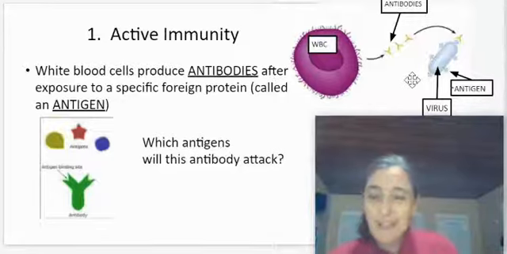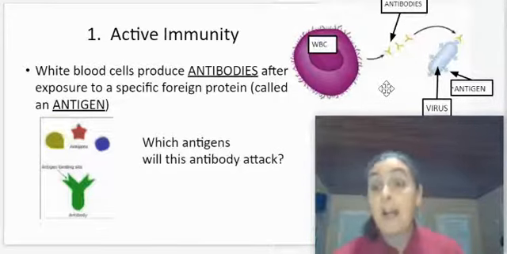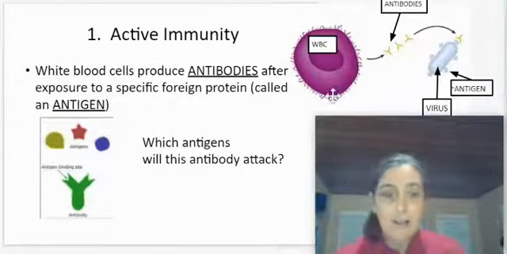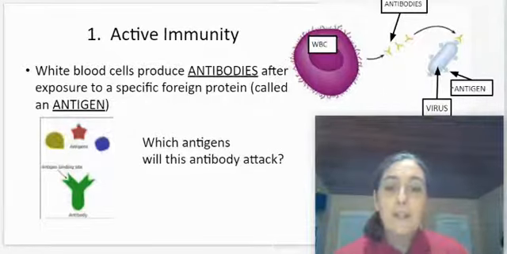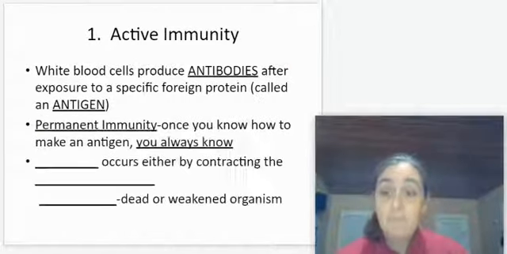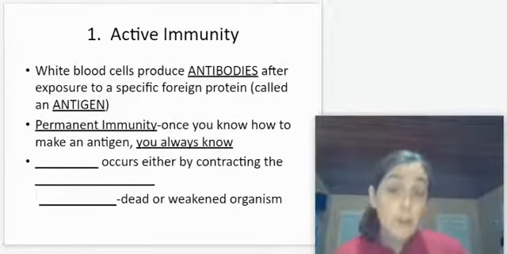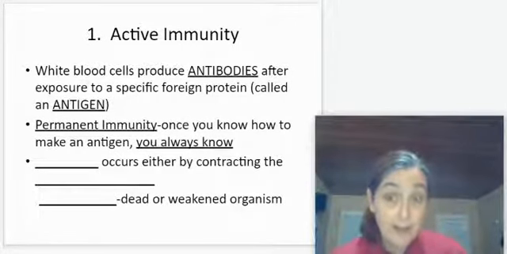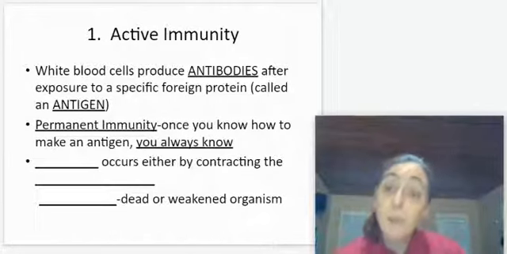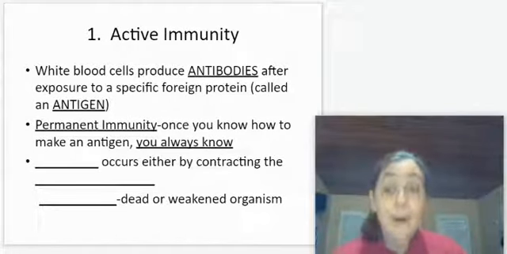But that's why you can be sick for a while before you actually kick off the disease, knock it out, right? So it does take a little bit of time, but once you know how to make the antibodies against a particular virus and its antigens, you will generally know forever.